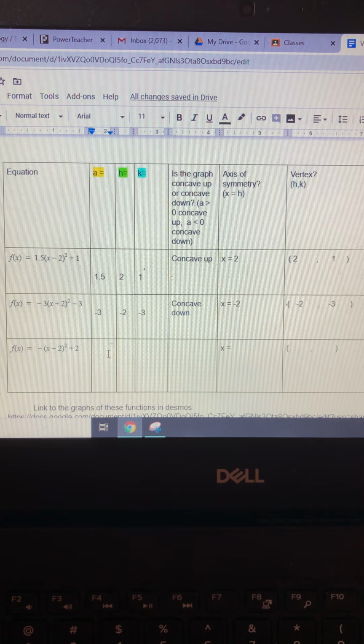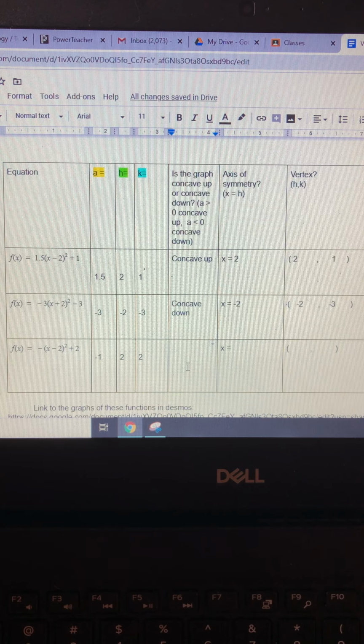So inside the parentheses for this function is x minus 2. And the opposite of minus 2 would be a positive 2. So h is positive 2. And then k here is going to be positive 2 as well, because k is the value that's being added or subtracted outside of the parentheses. So now we have determined a, h, and k for our parabola, and now we can use those facts to glean some characteristics.